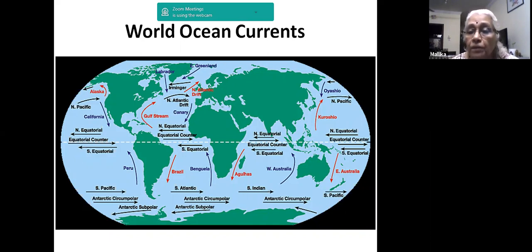So we have two important fishing grounds, one off the coast of USA, which is called the Grand Banks, and then one is off the coast of Japan. So here is where you have two currents meeting, Oyashio and Kuroshio, right? And there you have the Gulf Stream meeting with Labrador. Okay, and these are important fishing grounds.